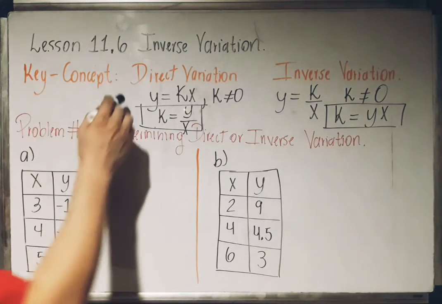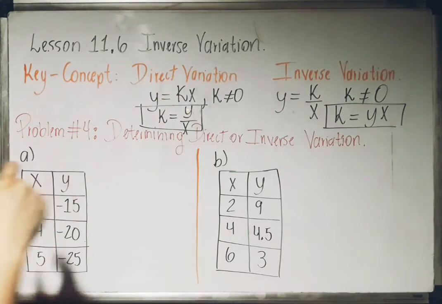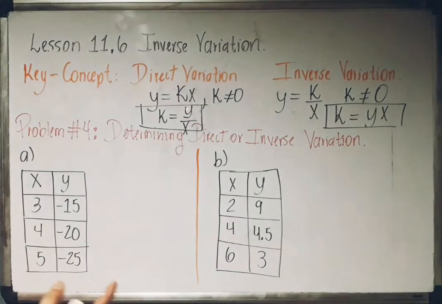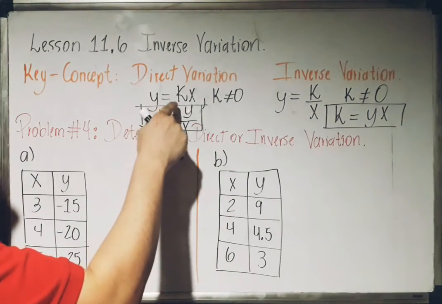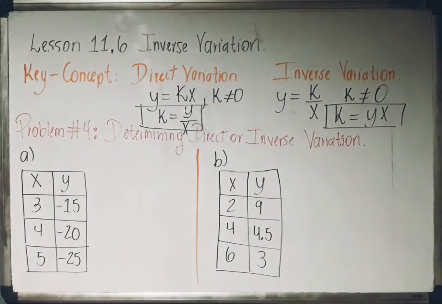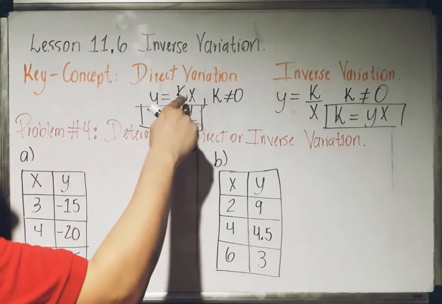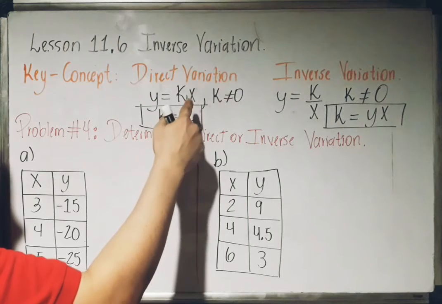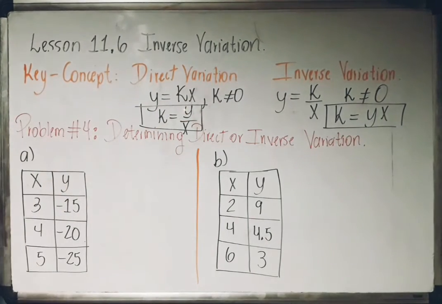When you have direct variation, you are going to have y equal to k times x, where k is the constant of variation that you are going to find, or you are going to need. If you solve for k, you get k equal to y divided by x. That's the way that you can find it, okay?